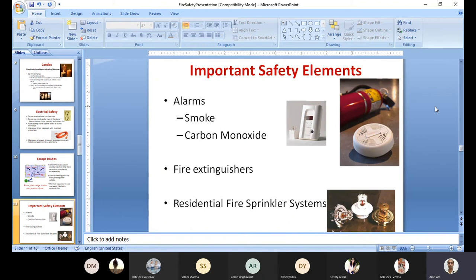Now some of the safety items which should be placed in the building. One is the fire alarm. Another thing is the fire extinguisher. Everywhere in the buildings, these things are placed. And then one more important thing is the fire sprinkler system. They are placed everywhere, in each room, in the corridors. Everywhere the provision for these systems is made.